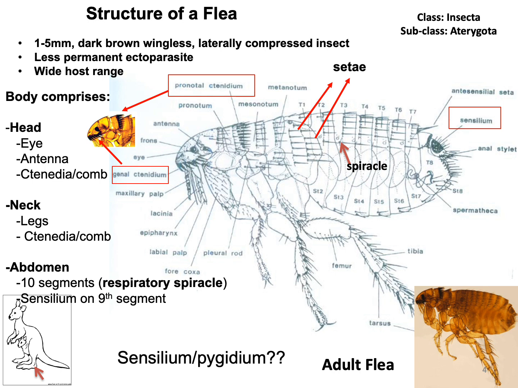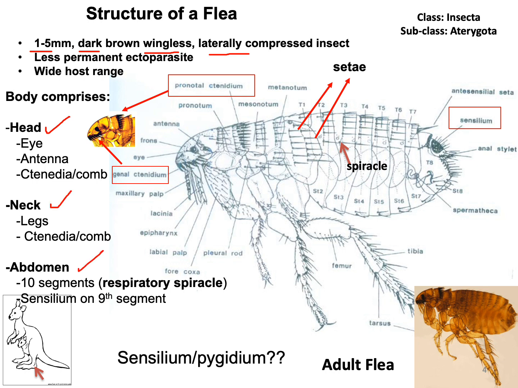So what is a flea? Flea is a very tiny external parasite measuring 1 to 5 millimeters in length, dark brown in color, wingless, with a laterally compressed body. Remember, this is laterally compressed, not dorsoventrally flattened. And they are less permanently ectoparasites, or temporary ectoparasites, because they frequently leave the body of the host. The body of the flea comprises three portions: the head, the neck, and then the abdomen.